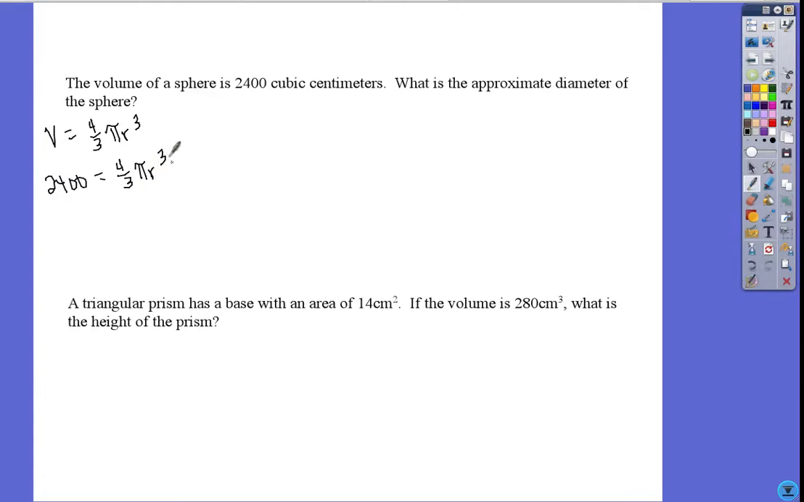Alright, so I need to solve for r. I need to solve for my radius. So, to get rid of this 4/3, I multiply by its reciprocal, which I just flip the fraction upside down. Multiply by 3/4. Do that to both sides. When I do that, I end up with 1,800 equals pi r cubed. Then I divide both sides by pi.